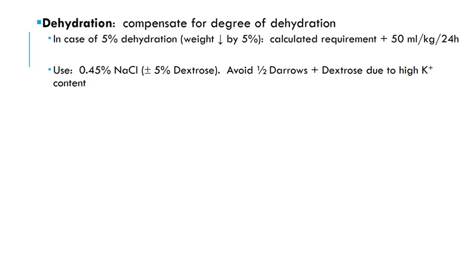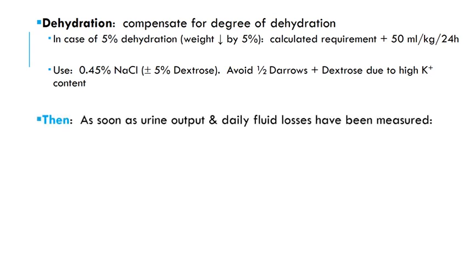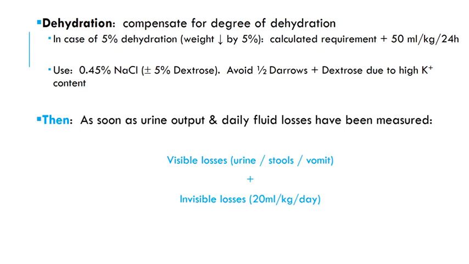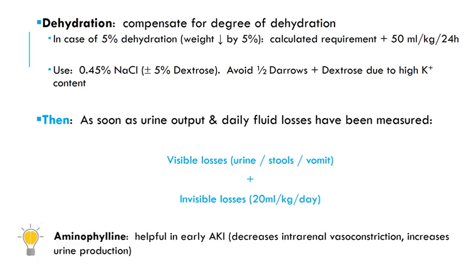Once you know the urine output for 24 hours, then you will be able to calculate the fluid requirement for the next 24 hours. So how will you calculate that? It will be the visible losses, so the urine output, plus insensible losses or invisible losses. And that is calculated at roughly 20 mL per kilogram per day. Just remember, in early acute kidney injury, if your patient is oliguric, you can consider aminophylline.